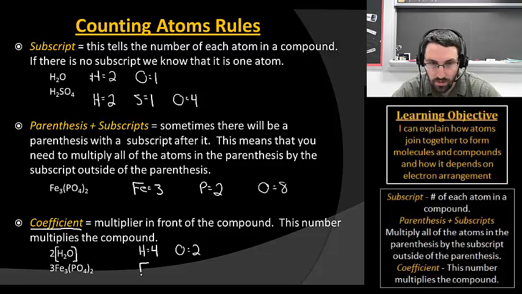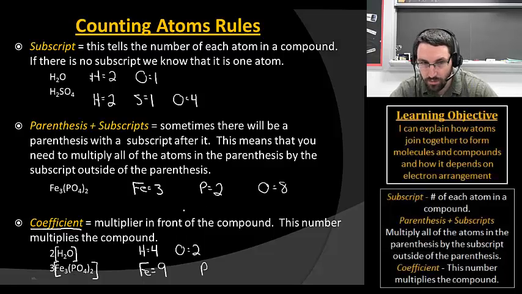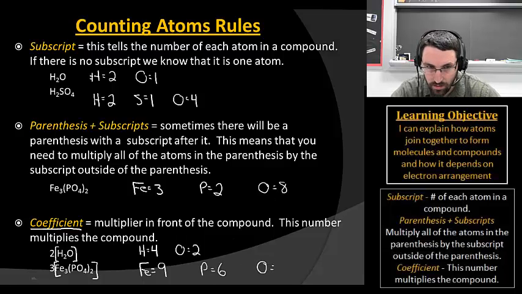The other example, if we take our other one, we have Fe. We had 3 in the compound. But we now have 3 compounds, so 3 times 3 is 9. The phosphorus, we had 2 of them in the compound. Now you multiply that times 3, so phosphorus turns into 6. And oxygen, we had 8 in the compound. 4 times 2 was 8. And then you multiply that times 3, so 8 times 3 is 24.